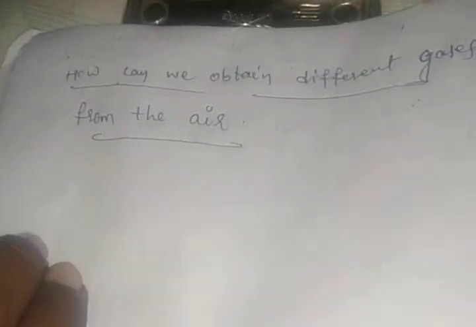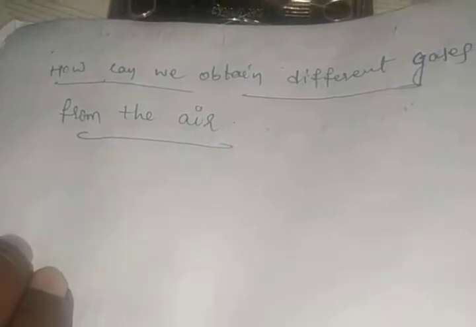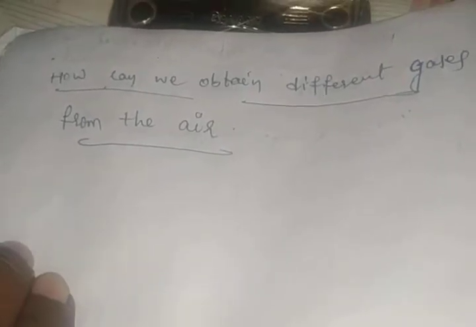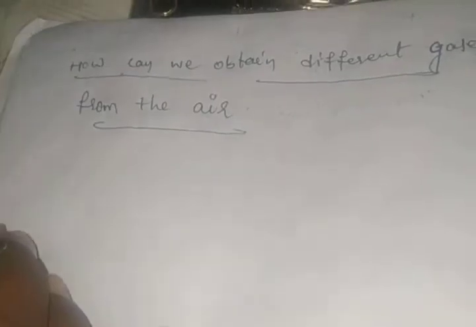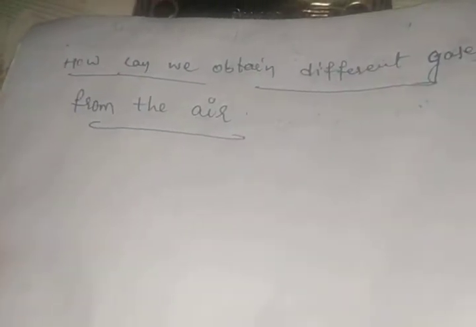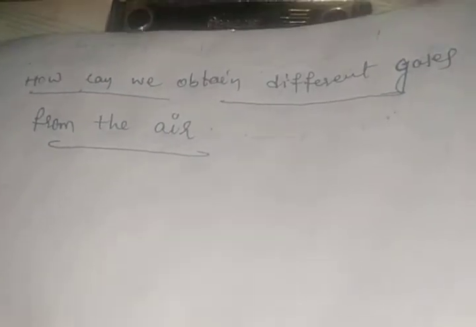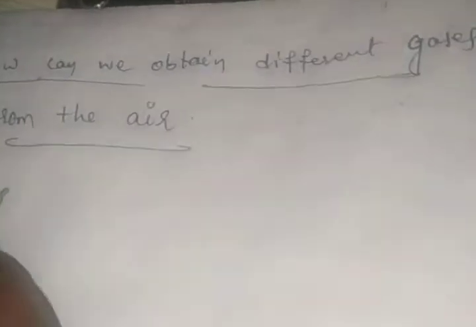Okay, air is a mixture of gases, already we know. In that, how can we obtain the different gases? Suppose oxygen is there, nitrogen is there, and hydrogen is there. If we want oxygen, how can we obtain oxygen from the air? Which method do we have to use?